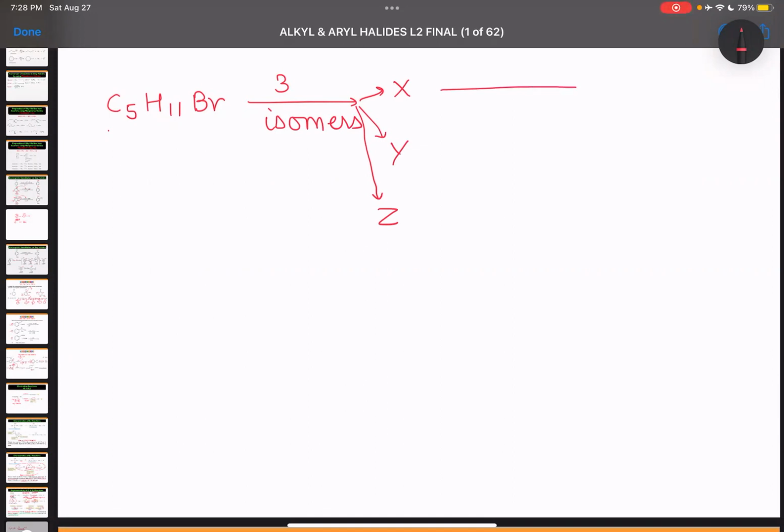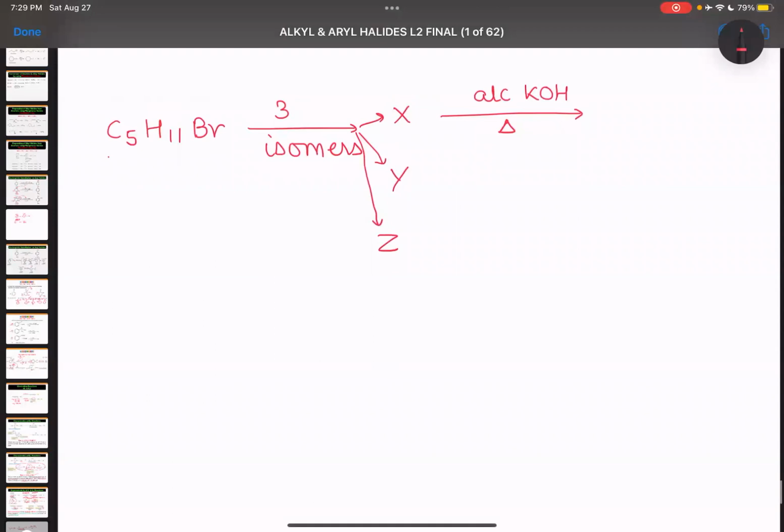X upon treatment with alcoholic KOH. Always remember that with aqueous KOH you have substitution happening, because aqueous KOH is mild. You have water. Alcoholic KOH and heat will make the condition more vigorous and that will lead to an elimination reaction. In aqueous KOH, you have just substitution, and with alcoholic KOH and heat, you will have an alkene form.